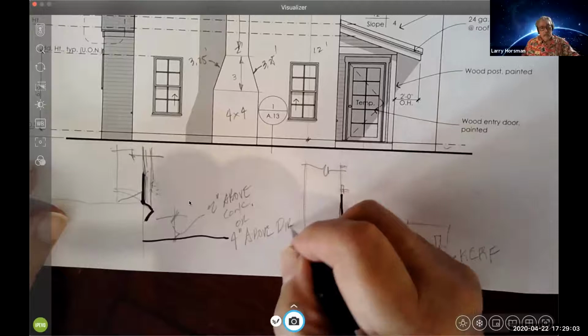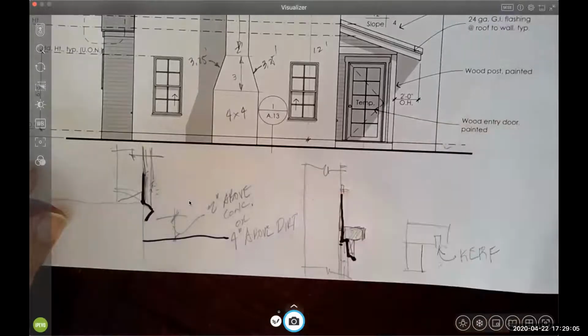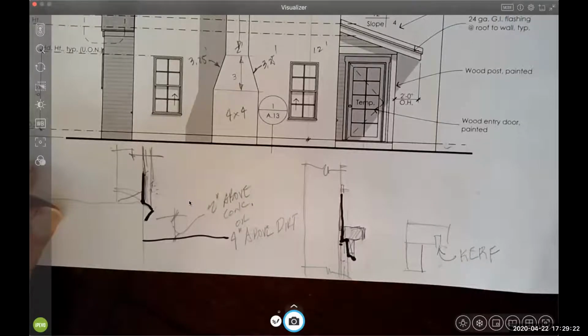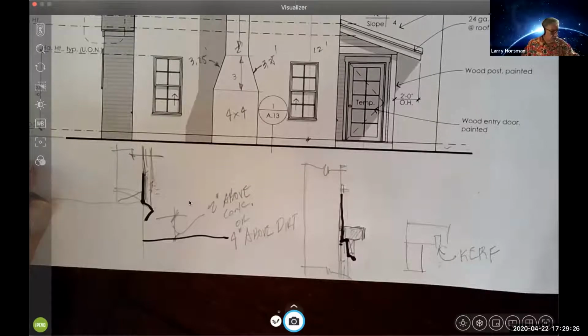Larry, the 4 inch above the finishing, is it according to the architect? No, that's a building code requirement. So if we go into either the Uniform Building Code or the IRC, the California Residential Code or the California Building Code, that's in the section on stucco.